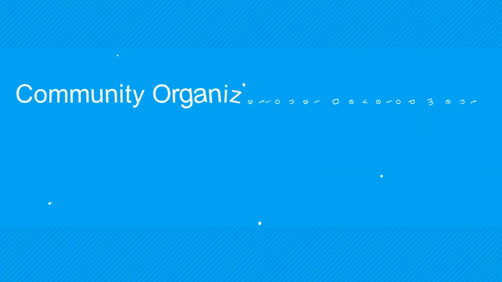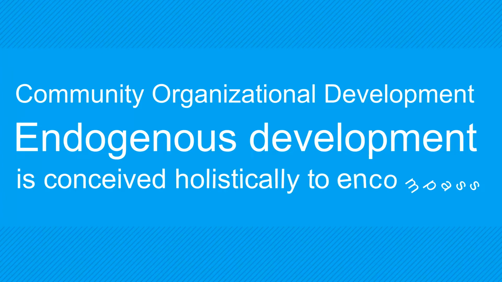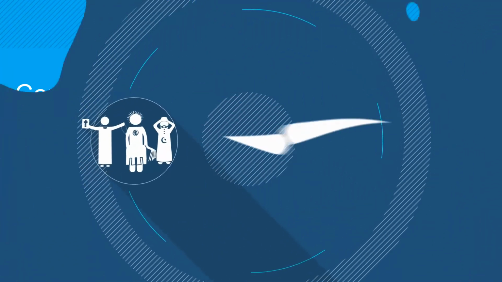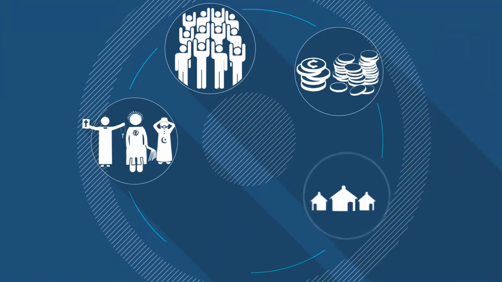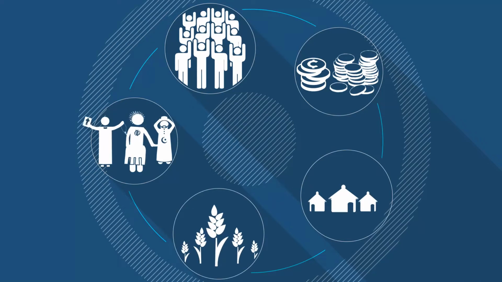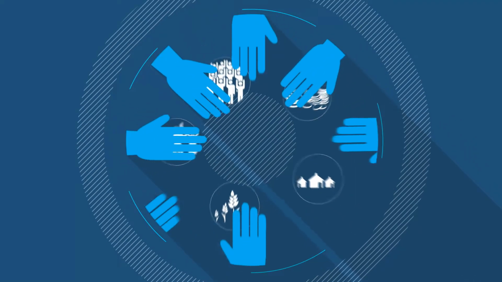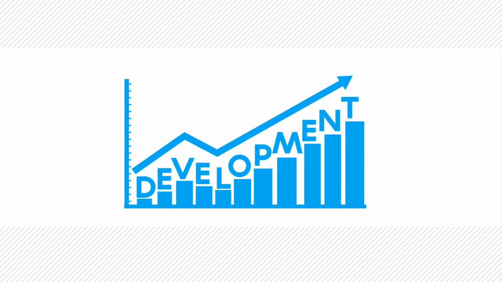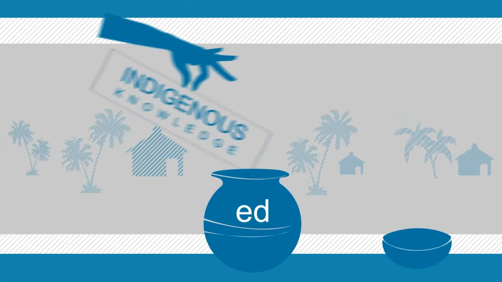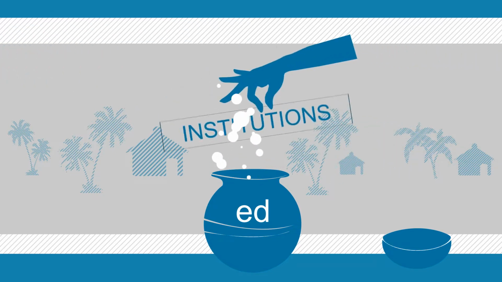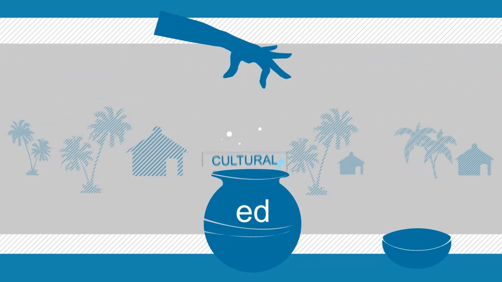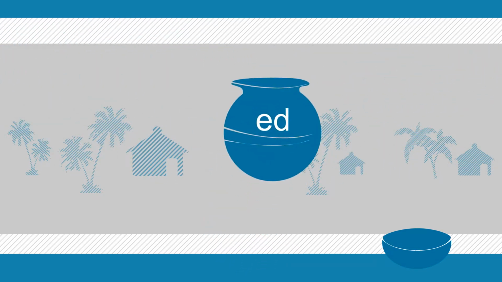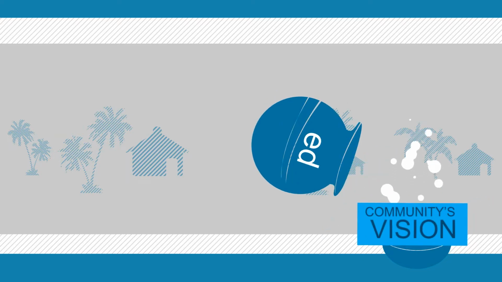The Community Organisational Development Indigenous Development is conceived holistically to encompass the spiritual, social, economic, physical, and environmental aspects of being human and living socially. Therefore, as a way to facilitate development, the ED framework begins with Indigenous knowledge, institutions, and the cultural strengths of the people as the principal way to engender the community's vision.